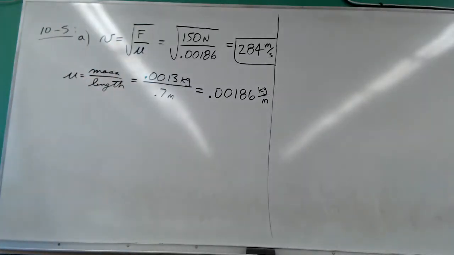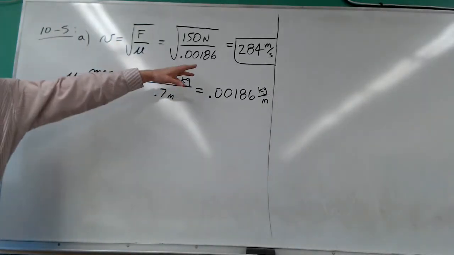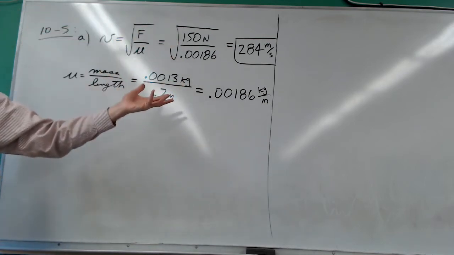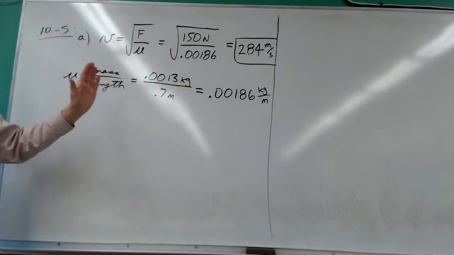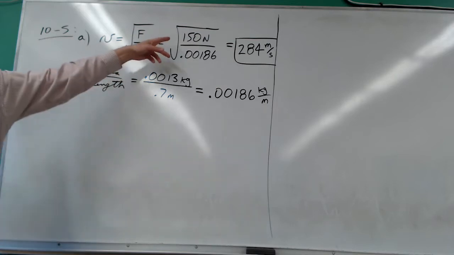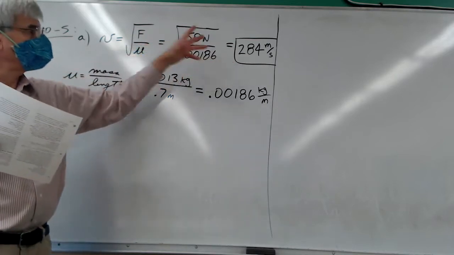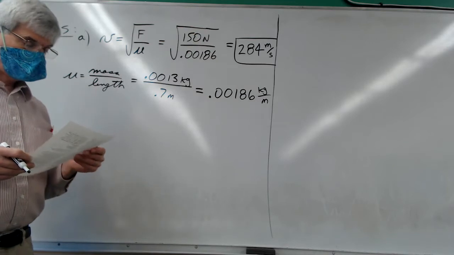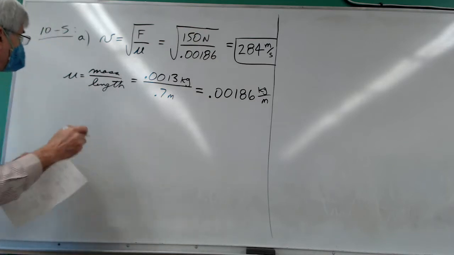So if that's the speed that's going to give you the correct pitch for the string, you'd have to adjust the tension to 150 newtons to give you that speed, and that's how you would tune the thing.